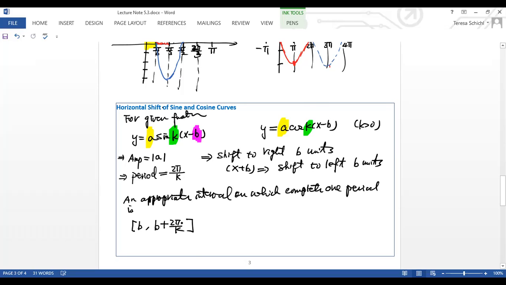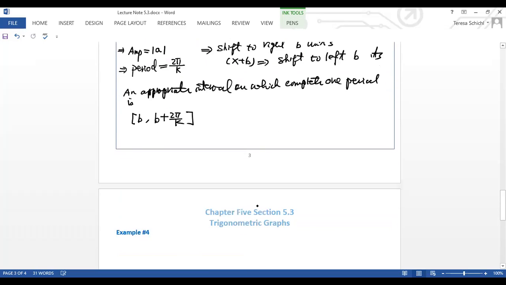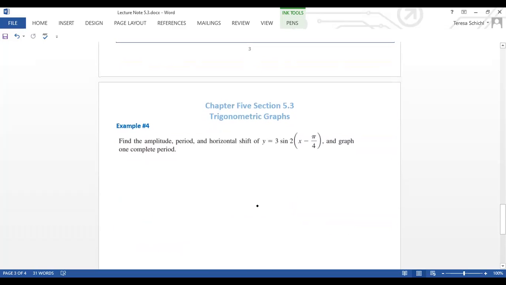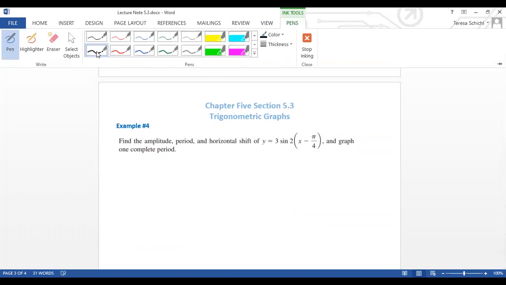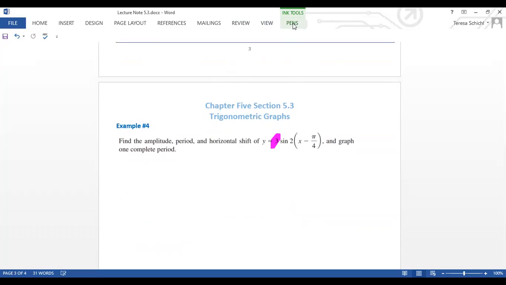Okay, so we already talked about the vertical and horizontal shrink and stretch. So let's take a look at this shift here and at these numbers. I said find the amplitude, the period, the horizontal shift, and graph one complete period. This one is times 3, so the amplitude will be 3. That means the total height will be 3.